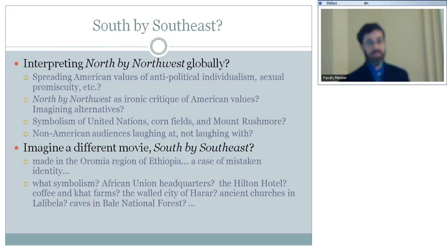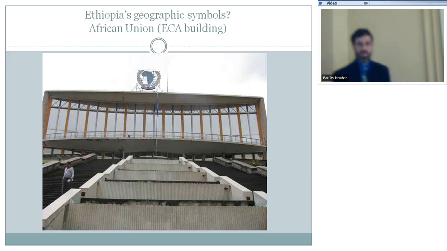And what symbolism? Instead of the United Nations, would we have the African Union headquarters, the Hilton Hotel? Instead of cornfields in the middle of nowhere, would we have coffee and chat farms? The walls could be Harar, ancient churches in Lalibela, created in the Sholla National Forest. So I thought I'd put some of these pictures up in front. I actually took these pictures when I was there.